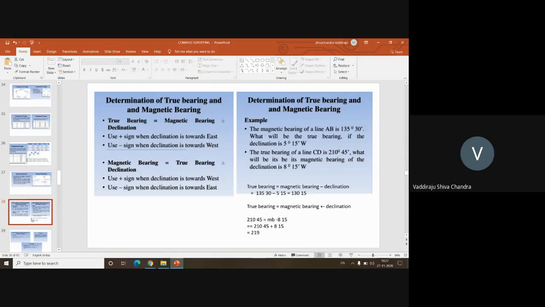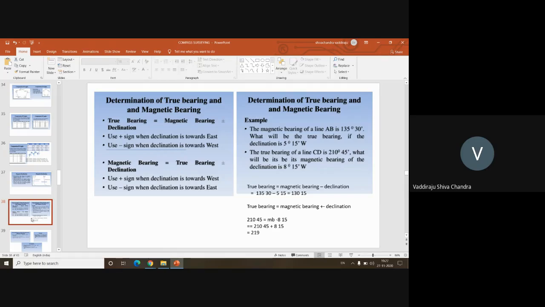For the second problem, you can see the true bearing of the line is given as 210 degrees 45 minutes. What will be its magnetic bearing if the declination is 8 degrees 15 minutes west? So I'm substituting that in the equation: 210 degrees 45 minutes is equal to magnetic bearing minus 8 degrees 15 minutes. I'm just rearranging the equation, and I'm getting the magnetic bearing as 219 degrees. It's a very simple calculation. Please keep this equation in mind.